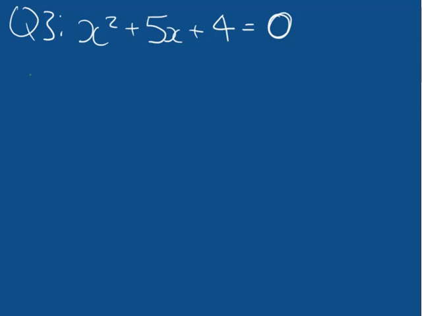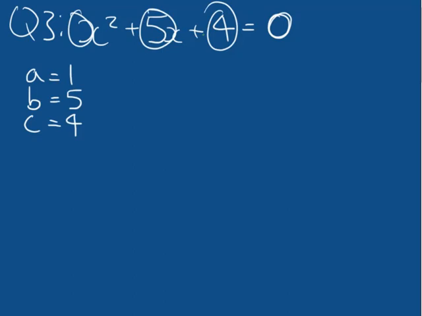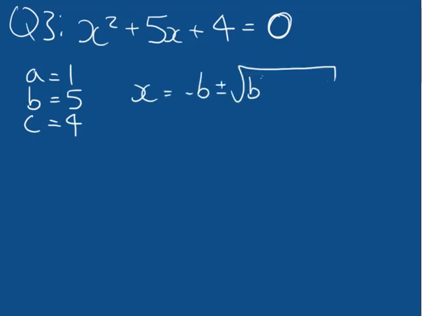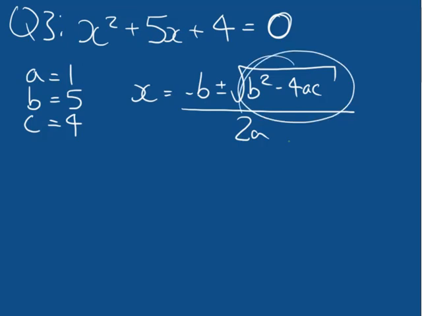So again, let's make note that a is equal to 1, b is equal to 5, and c is equal to 4. In this case, again, we have 1x squared plus 5x plus 4. So a is 1, b is 5, and c is 4. Our equation for solving for x is equal to minus b plus or minus the root of b squared minus 4ac all over 2a. And again, to determine how many solutions we have, we need to evaluate b squared minus 4ac.